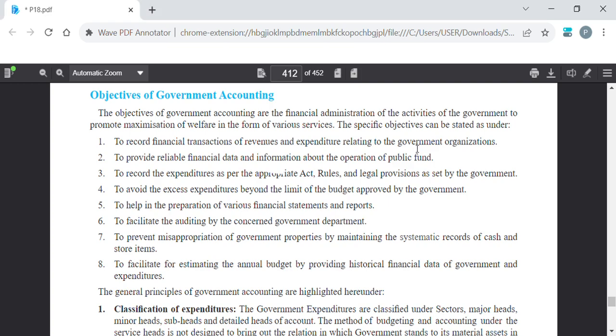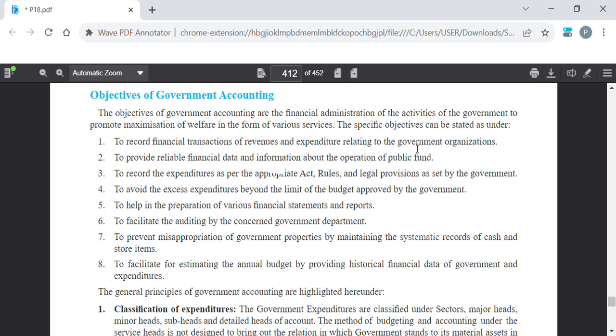Then next point, you have to provide reliable financial data and information about operations of public fund. So you are reporting and giving reliable financial data. Then to record expenditures as per appropriate act, rules and legal provisions as set by the government. In that case, you are following government rules and regulations for spending. Then you have the next point, to help in preparation of various financial statements and reports.